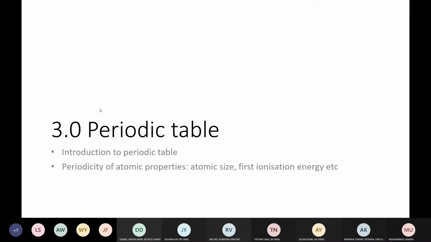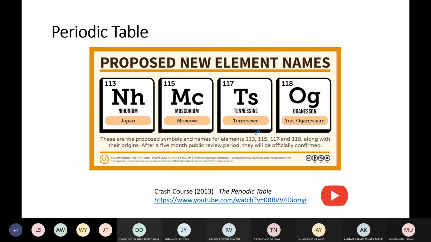Elements means it has to be unique. It has a certain number of protons, not like others, right? So these types of elements are found. Maybe in the future, who knows, there will be many more. And in fact, for some elements that will be discovered in the future, they will be put here. Why? Okay, it will be put in these places. This is Nihonium, Moscovium, Tennessine.